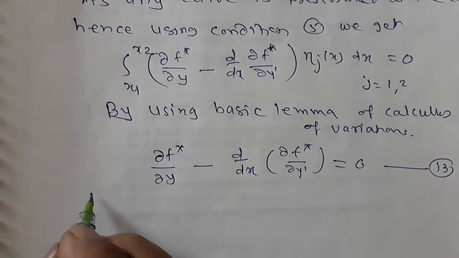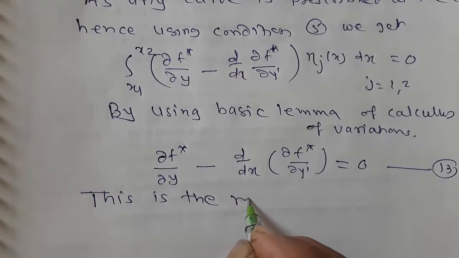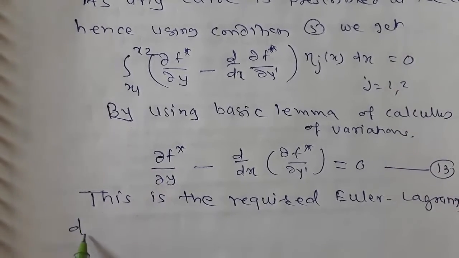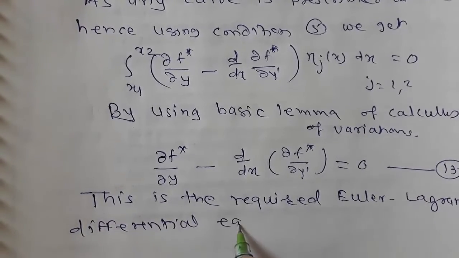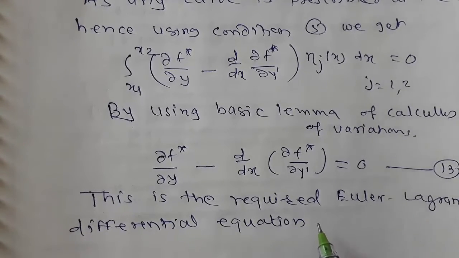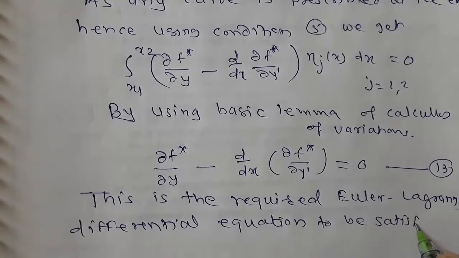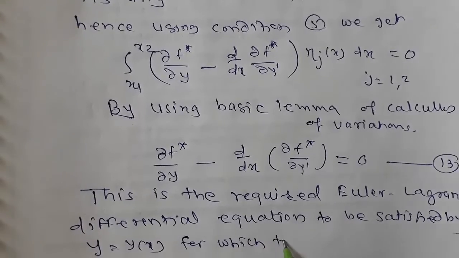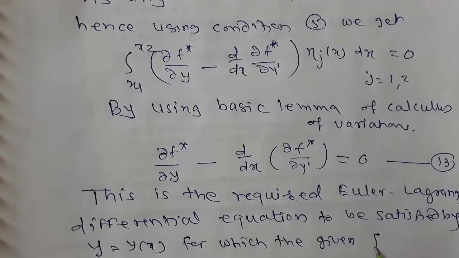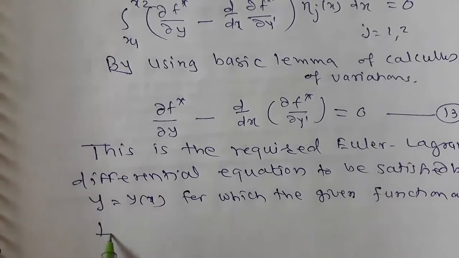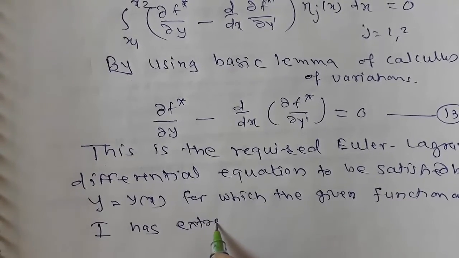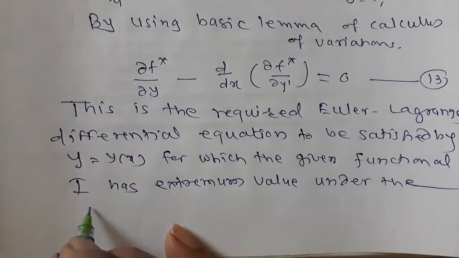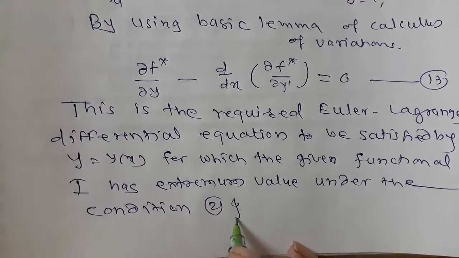This is the required Euler-Lagrange differential equation to be satisfied by y equal to y of x, for which the given functional I has extremum value under the conditions given in equation 2 and equation 3.